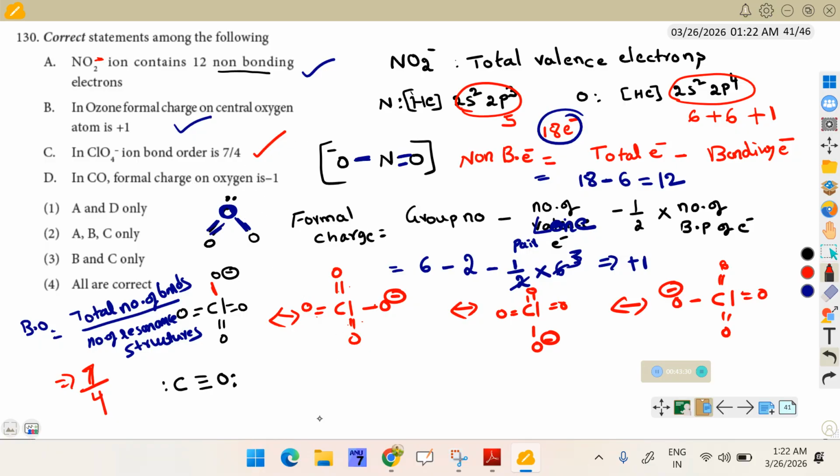Formal charge of oxygen is -1. Check it. The group number of oxygen is 6, minus the number of lone pair electrons. In the CO molecule, oxygen contains one lone pair of electrons, so 2 electrons are present. Minus 1 by 2 into the number of bonds: 3 bonds, 6 bond pair electrons. 6 minus 5 is equal to +1. So the fourth statement is wrong. Only A, B, C are correct.